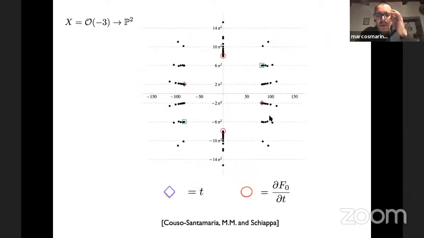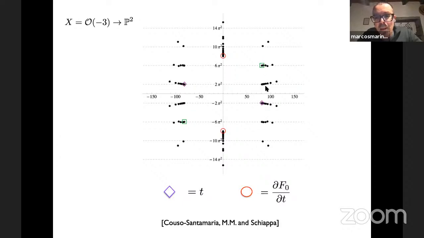So let me just show you a picture of this. This is a calculation for local P2 in which we used 100 terms of this series. So this is genus 100. And we fix a particular value of t. And we actually look at the Borel singularities of this theory. And you see that the singularities, I have noted some of them. So this singularity here, for example, is located at exactly the value of t. So t is the Kähler parameter. And this singularity here is located at the value dF0 with respect to dt. And this green block is just this block plus 4π².